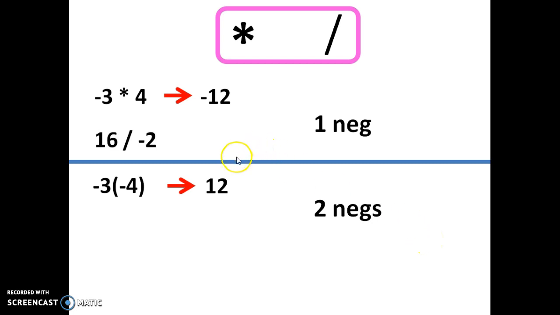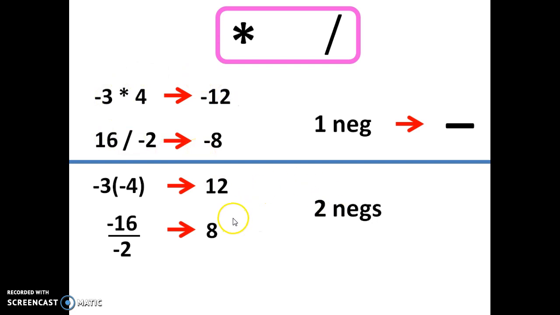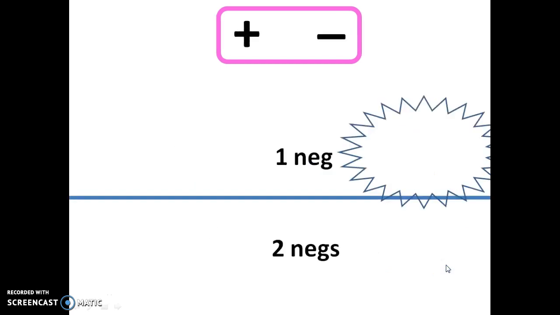Then if we look at a division problem, 16 divided by -2 is going to get us -8, and -16 divided by -2 is a +8. So what's happening here? Well, anytime we have one negative, we're going to get a negative answer when we multiply or divide. And anytime we have two negatives when we multiply or divide, we are going to get a positive answer. So this is for multiplication and division. So let's take a look now at adding and subtracting with one negative or two negatives.